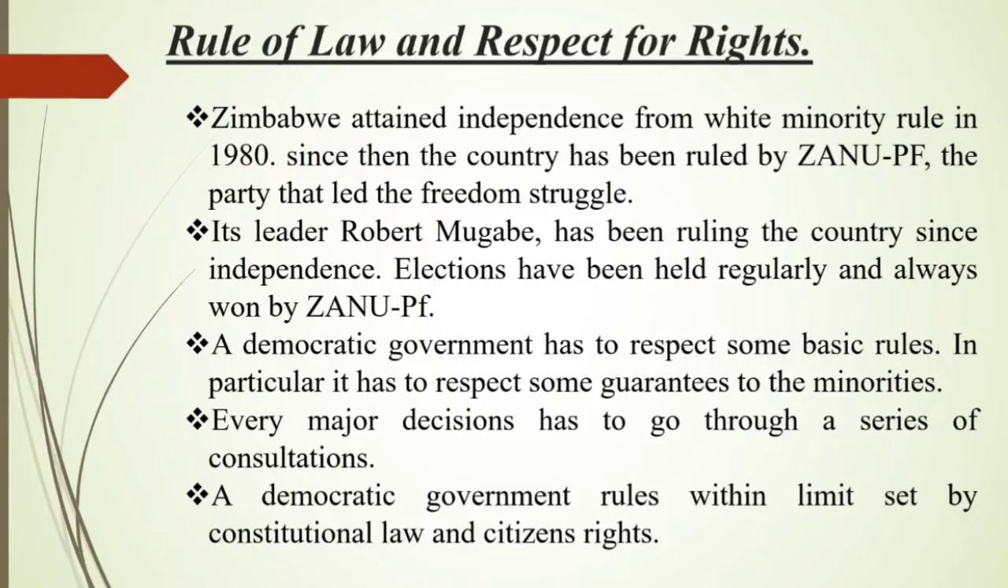and where the ruler must be respecting the basic rights of the people. Both these aspects give us the fourth and final feature of democracy. A democratic government rules within limits set by the constitutional law and citizen rights. Here, understand, a democratic government rules within limits set by the constitution.